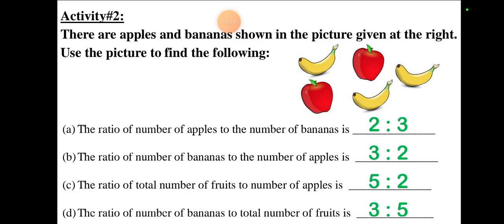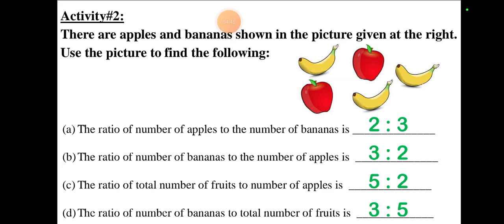So here my quantities are not fulfilled, that's why they cannot be expressed. There are apples and bananas shown in the picture at the right side. Use the picture to find the following things. So first of all, listen to my question: the ratio of apples to the number of bananas.